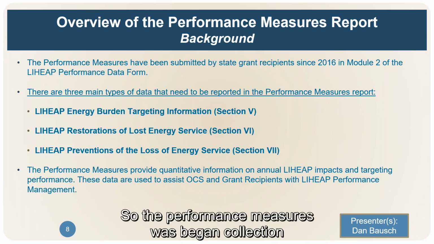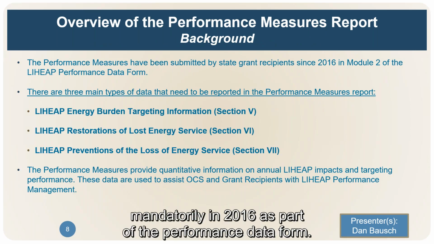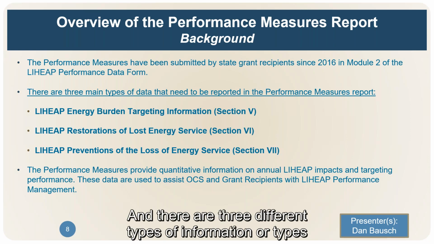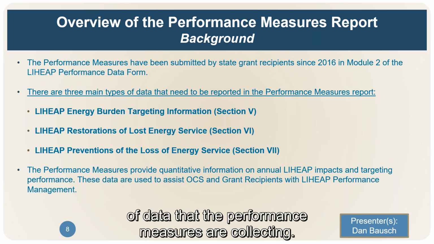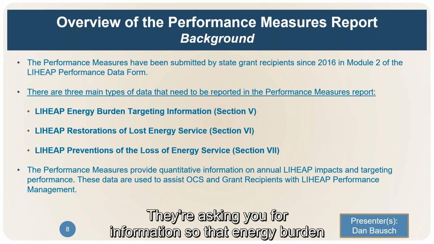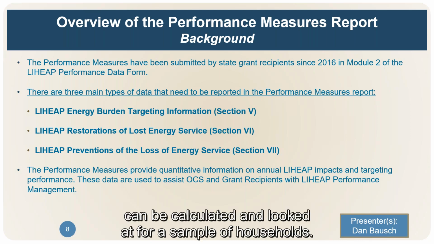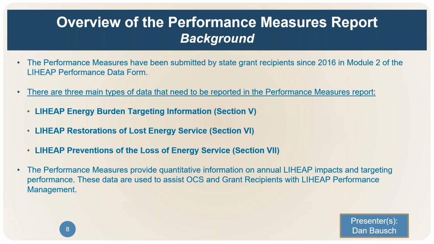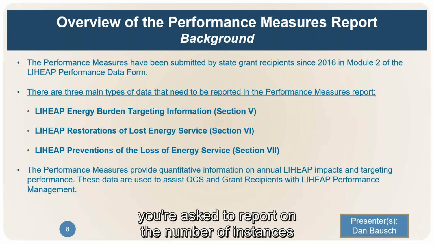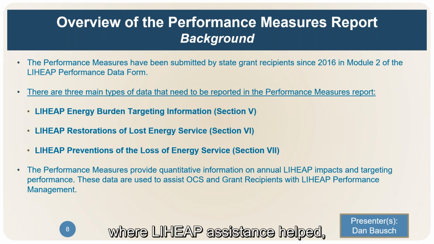So the performance measures began collection mandatorily in 2016 as part of the performance data form. There are 3 different types of information or types of data that the performance measures are collecting. They're asking you for information so that energy burden can be calculated and looked at for a sample of households. That's in section 5.